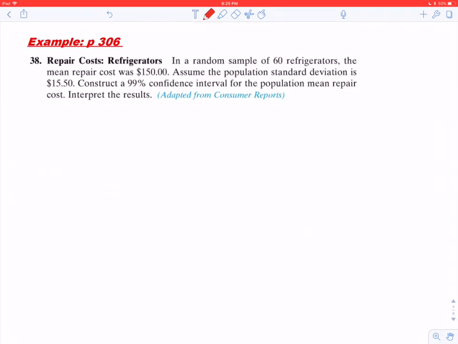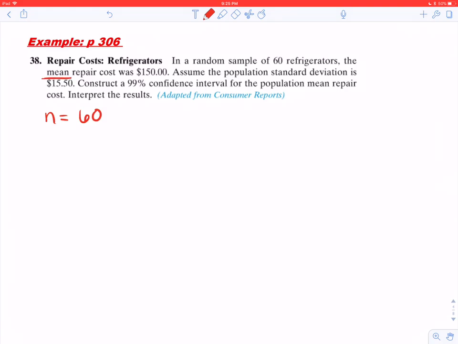So first example, right? I said the first thing you want to do is write down all your information and make sure that you're able to use the z-interval. And that's what I'm going to do. So I have a random sample of 60 refrigerators. All right, so my sample size n is equal to 60.